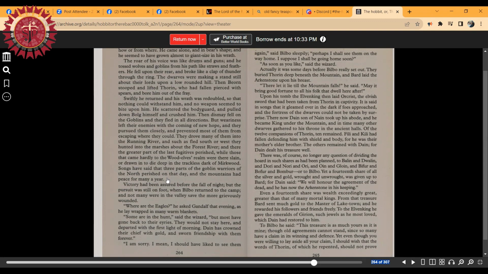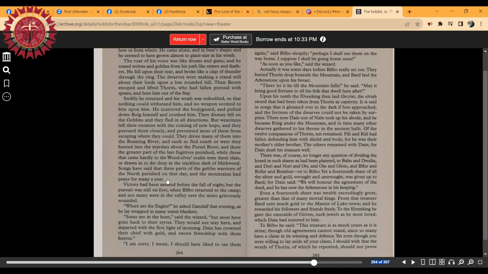The roar of his voice was like drums and guns, and he tossed wolves and goblins from his path like straws and feathers. He fell upon their rear and broke like a clap of thunder through the ring. The dwarves were making a stand still about their lords upon a low, rounded hill. Then Beorn stooped and lifted up Thorin, who had fallen pierced with spears, and bore him out of the fray. Swiftly he returned, and his wrath was redoubled, so that nothing could withstand him, and no weapon seemed to bite upon him. He scattered the bodyguard and pulled down Bolg himself and crushed him.